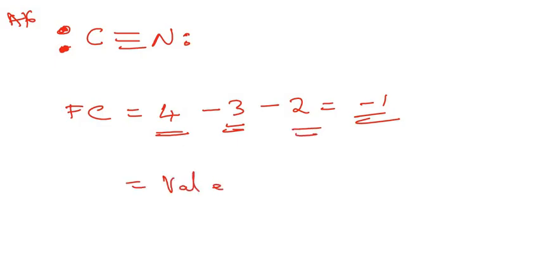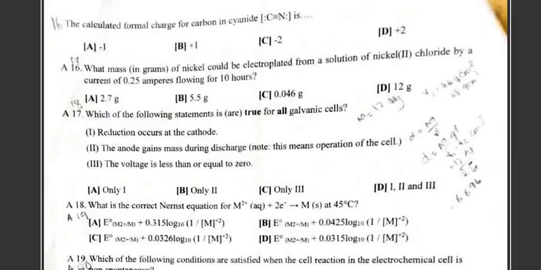Valence electrons minus the bonds associated with the atom you're interested in, then minus the lone electrons that are present. This will give you the formal charge. I hope this is okay. So the answer there is going to be -1, so the answer should be A.